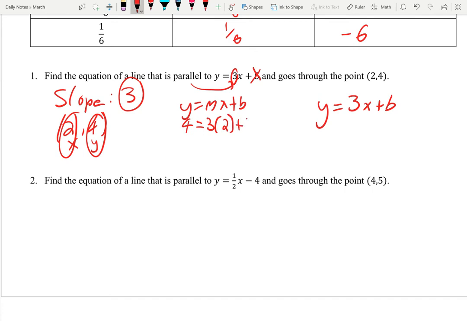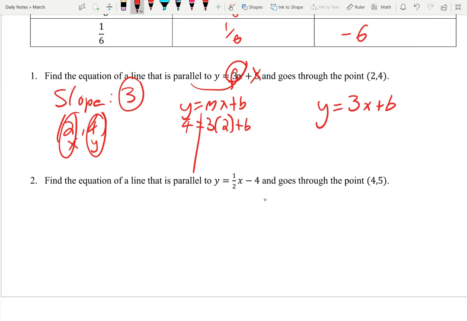Plugging all those in, the only thing I can't plug in is b because I don't know b, but I do know my slope, I do know x, and I do know y because the slope's the same as this line, and the x and the y come from this point here. So I plug it in, and all I gotta do is solve.